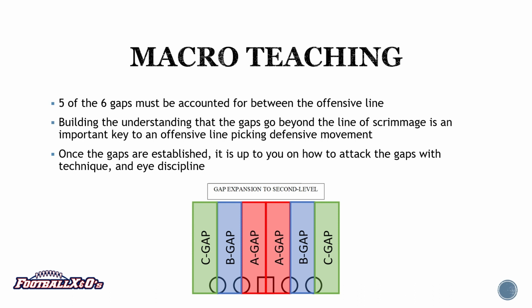Once you've built that understanding, you have to move on to the idea that these gaps go beyond the line of scrimmage. They go to the second level, they go to the third level. Once they understand that these gaps don't just disappear once they leave the line of scrimmage, it's going to help them with their eye discipline and trusting that something's going to come to them if the defense is playing gap sound football.